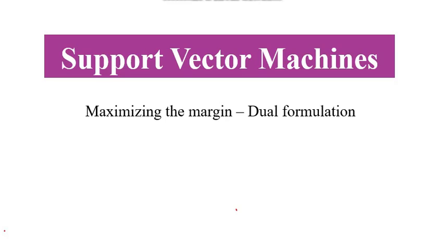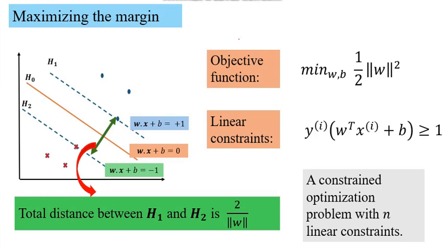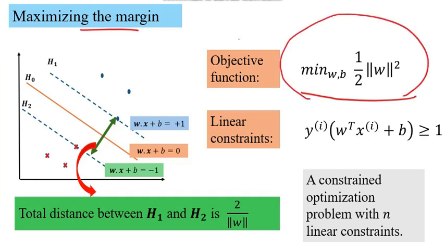Hello. Today we will be discussing the dual formulation of the SVM optimization problem. The aim has been for the SVM classifier to find the hyperplane with the maximum margin. Now, the objective function obtained was this: the minimum of half of the norm W squared, which we had seen in the last video, and the linear constraints are as stated.